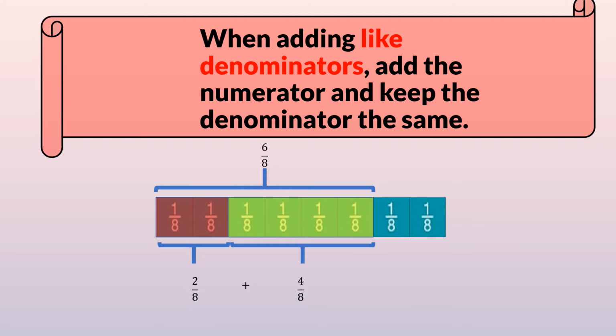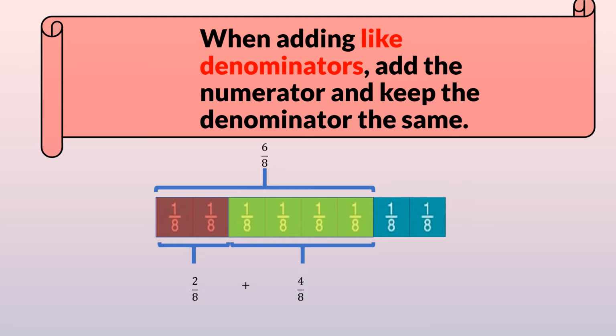Okay, for our visual learners, when adding like denominators, add the numerator and keep the denominator the same. So below we have a fraction bar. If you look at the fraction bar, our denominators are 8s all the way across. And then our numerators are 1 all the way across. And our equation that we had to solve is 2/8 plus 4/8. So now we're trying to find out what is 2/8 plus 4/8.